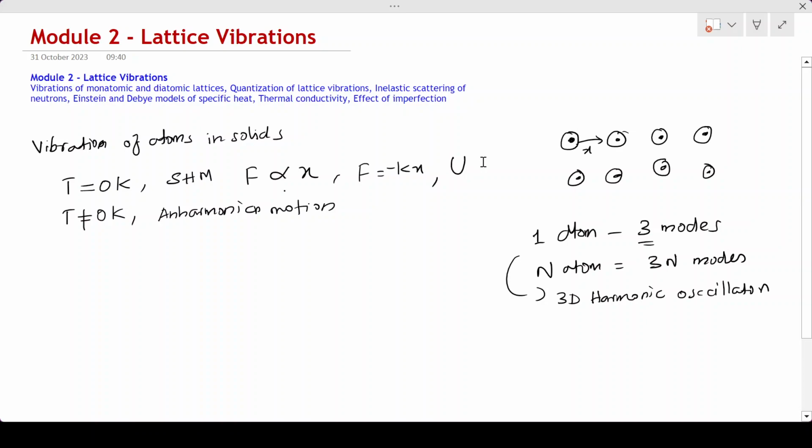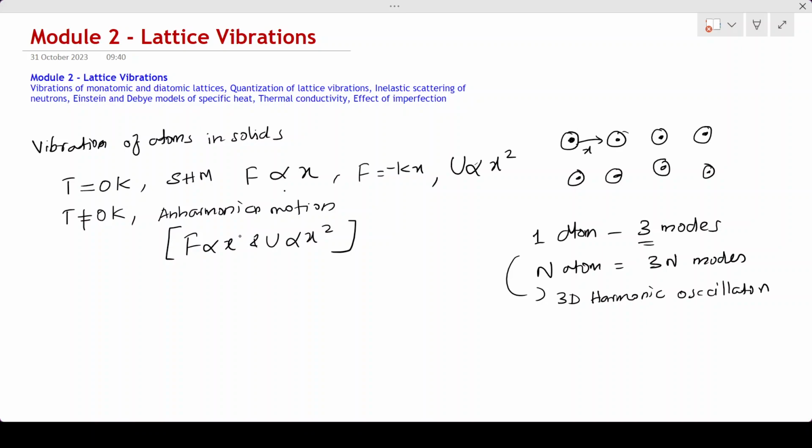Okay, the potential energy is proportional to x square, you can see. So for a simple harmonic motion, the force is proportional to x and the potential is proportional to x square. And now in our anharmonic situation, you can consider that the force may not be proportional to x, and U may not be proportional to x square as well. Okay, so it is a condition for anharmonic motion.